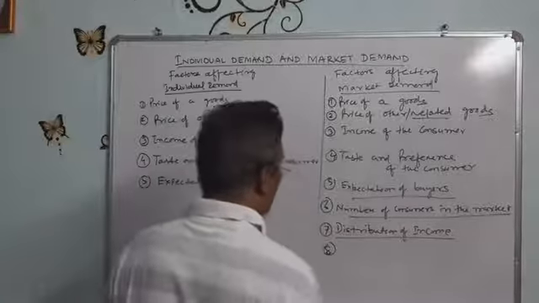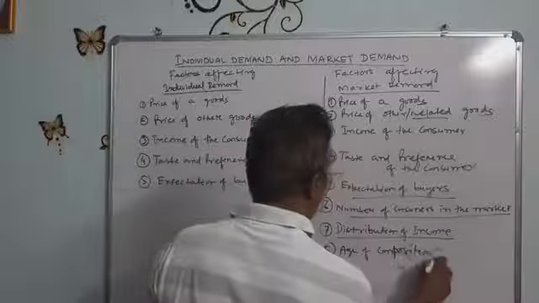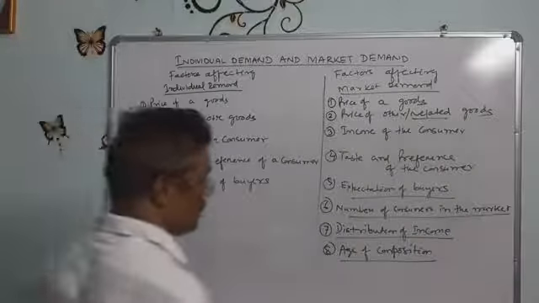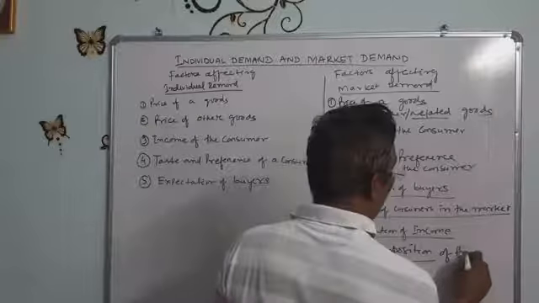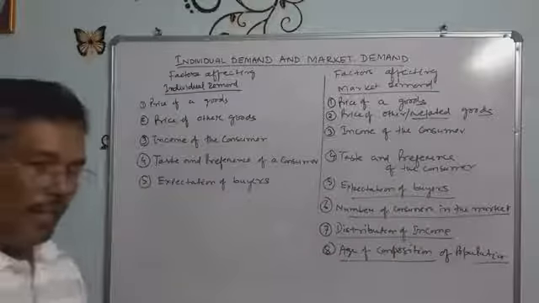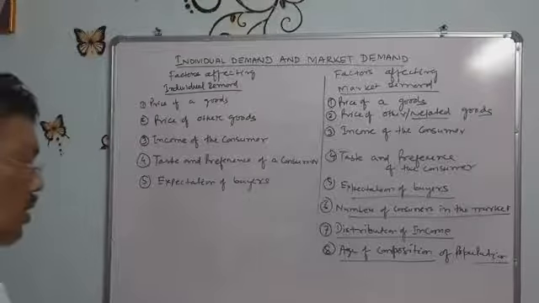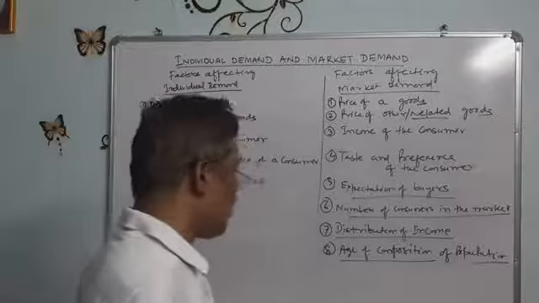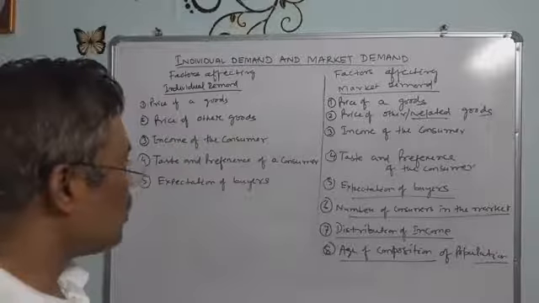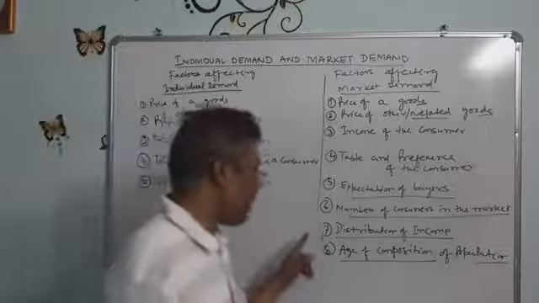Next, the eighth point, age and sex composition of population. It means if in a particular area there are more women between the ages of 18 and 50, then that area will demand more cosmetic things, so the demand will be more, and that will affect the market. So these are the factors affecting demand.